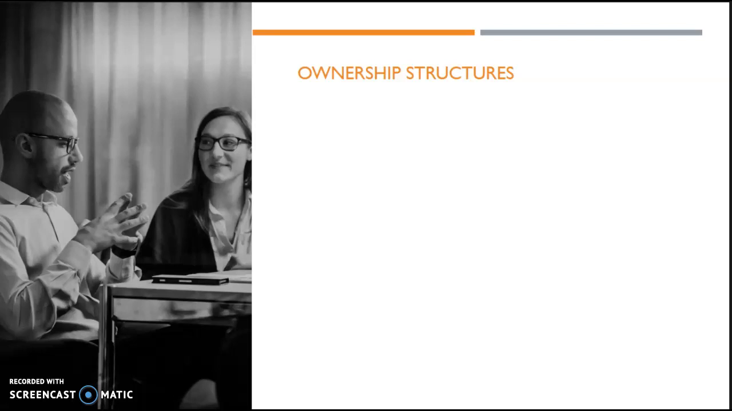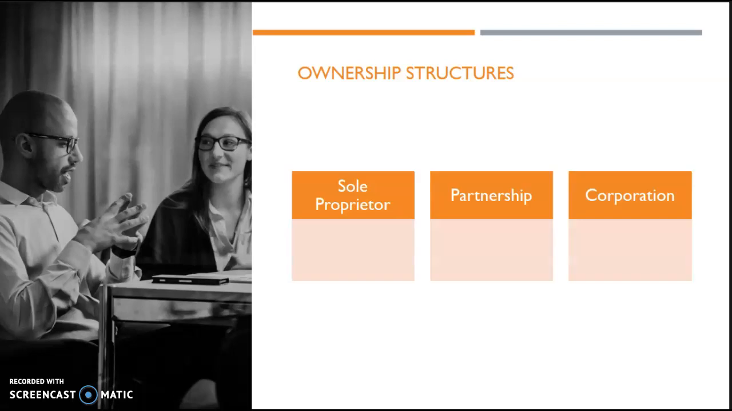Ownership can take several forms. A business can be organized as a sole proprietor, a partnership, or a corporation. A sole proprietorship is owned by a single individual. A partnership is owned by at least 2 individuals. A corporation is owned by individuals that purchase stock in the company.